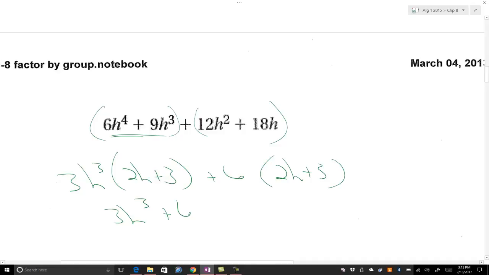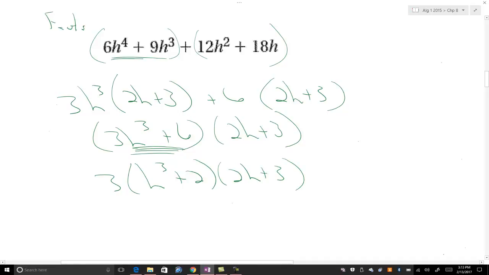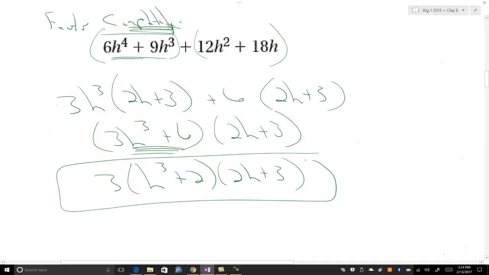3h cubed plus 6 and 2h plus 3. Now here's that second level, things we want to look out for. I still have a GCF of 3. So h cubed plus 2 and 2h plus 3. So this is one of those where it says factor and it'll say completely. So that's one thing we want to look out for. When they add that word completely, sometimes there's something extra to do, and here was that extra thing to do. Okay, since we're not doing a full trinomial factor, that might happen.